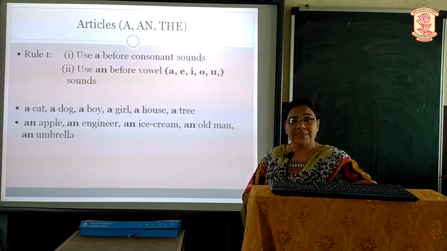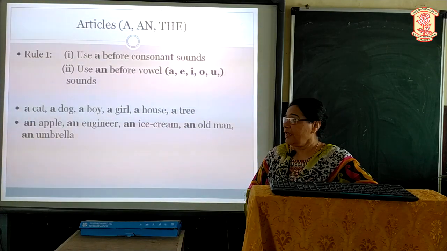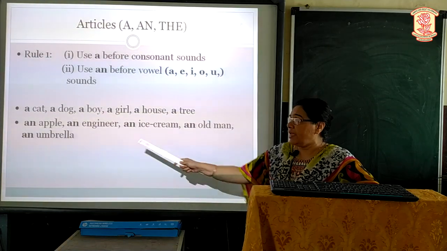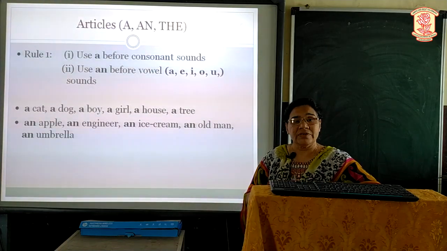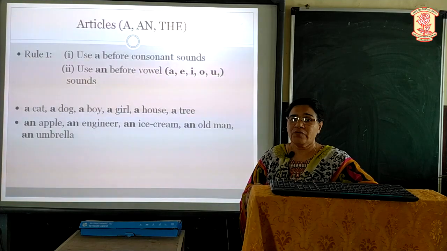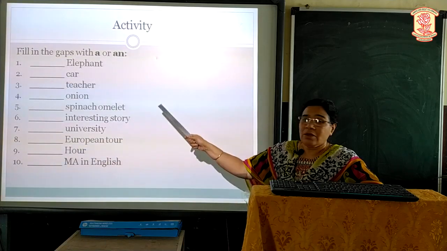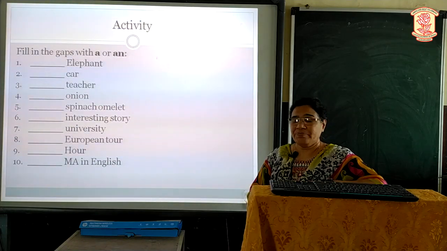All these words begin with consonants. And an apple, an engineer, an ice cream, an old man, an umbrella. All these words begin with a vowel. So we have used an. Now very quickly do this revision.